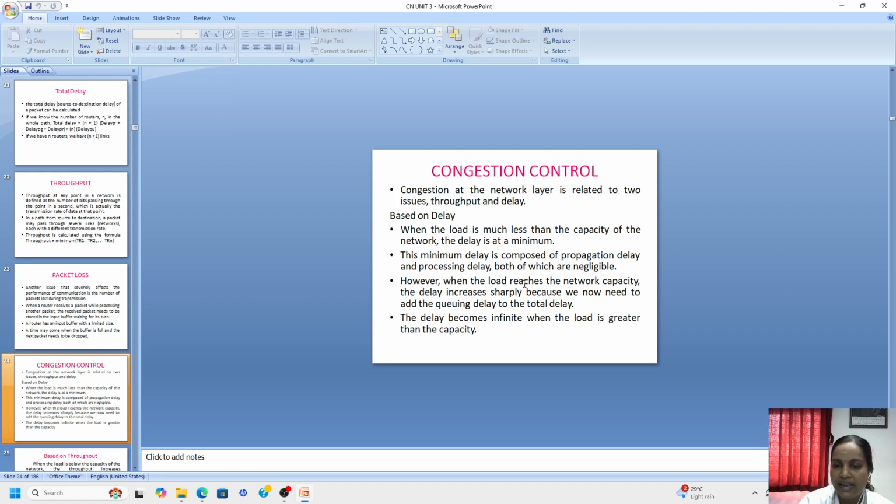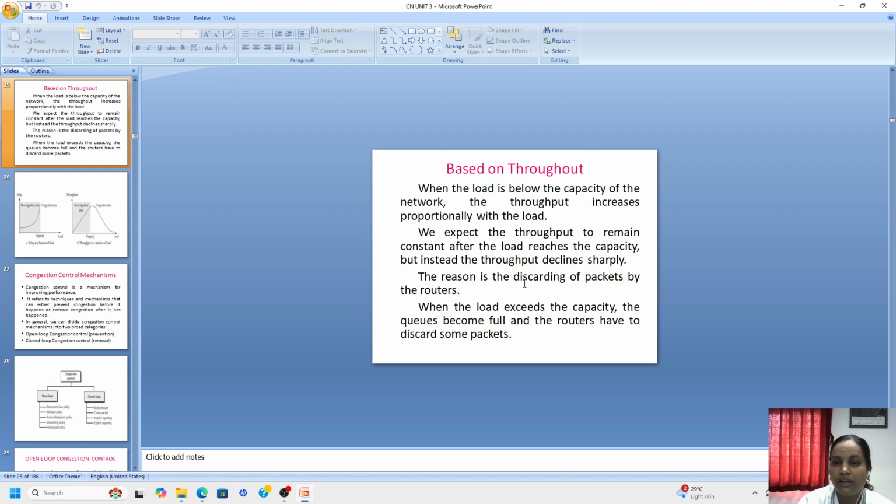The minimal delay is composed of propagation delay and transmission delay, both of which are negligible. Based on the throughput, when the load is below the capacity of the network, the throughput increases proportionally with the load. We expect the throughput to remain constant after the load reaches the capacity. The reason is the discarding of packets, because the data transmission between the source and destination will take more time.